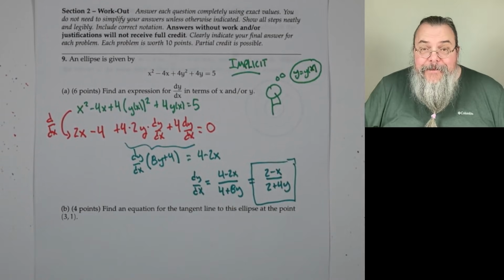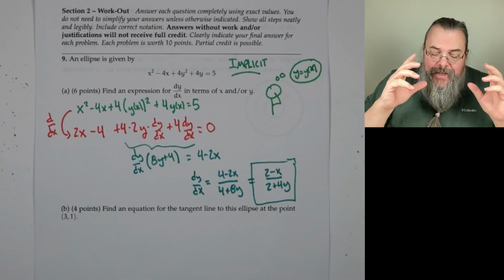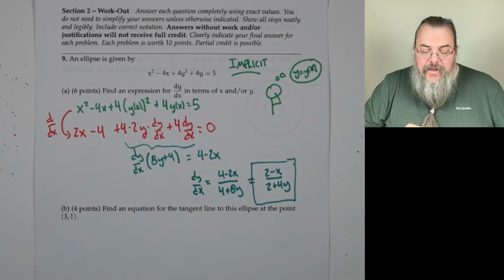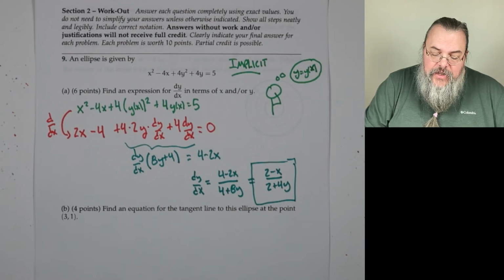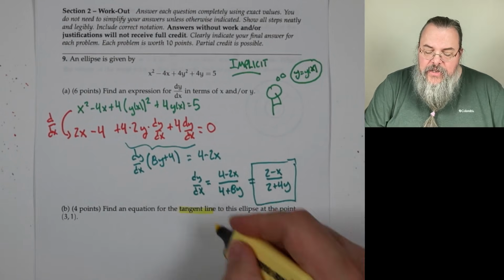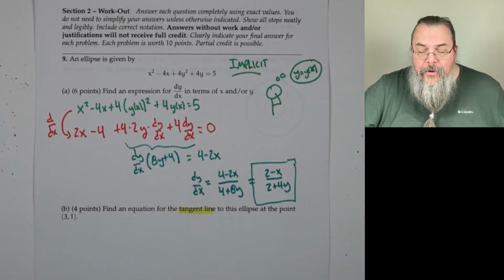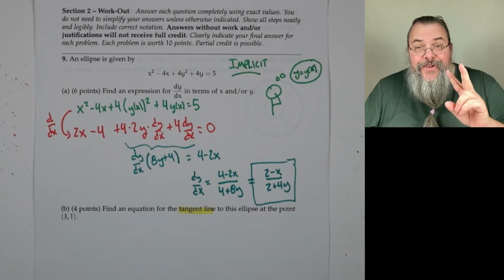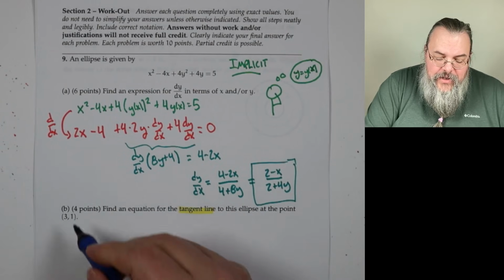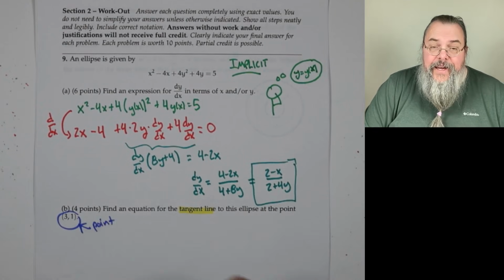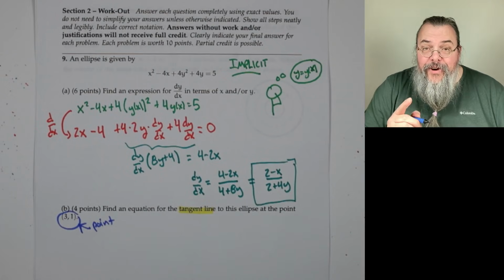All right, there's a part B. Find an equation for the tangent line to this ellipse at the point (3, 1). Okay, so we're after a tangent line. And whenever we see a tangent line, or a line in general, what do we know? We know we need two things. We need a point, and here's our point. So that's good.